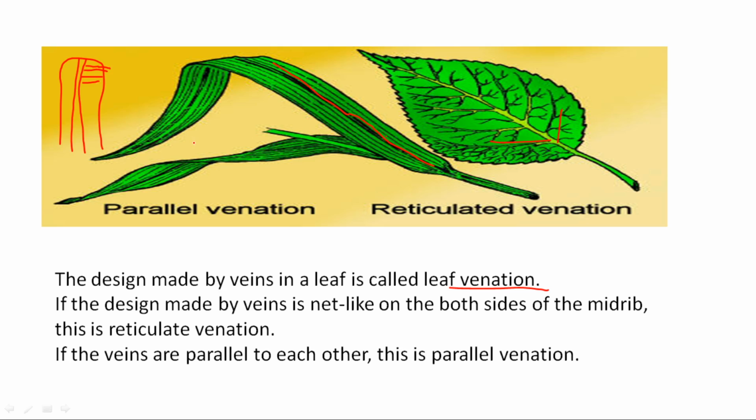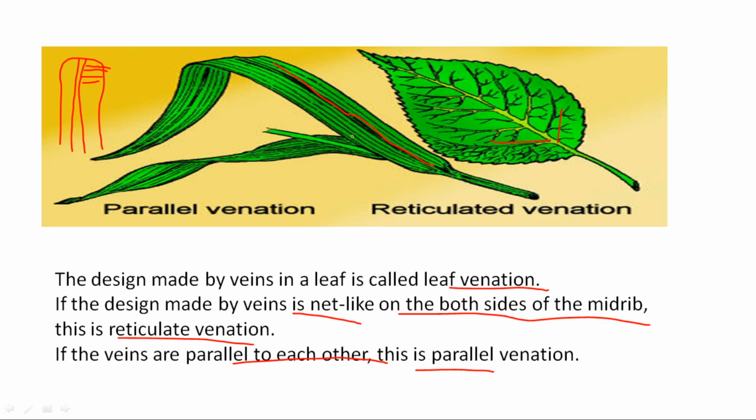Like this. So, we'll see parallel venation and reticulated venation. If the design made by veins is net like, okay, look here, net-like. On both sides of the midrib it is reticulate venation. If the veins design is net-like, then on both sides of the midrib, that is reticulate venation. Then if the veins are parallel to each other, this is parallel venation.